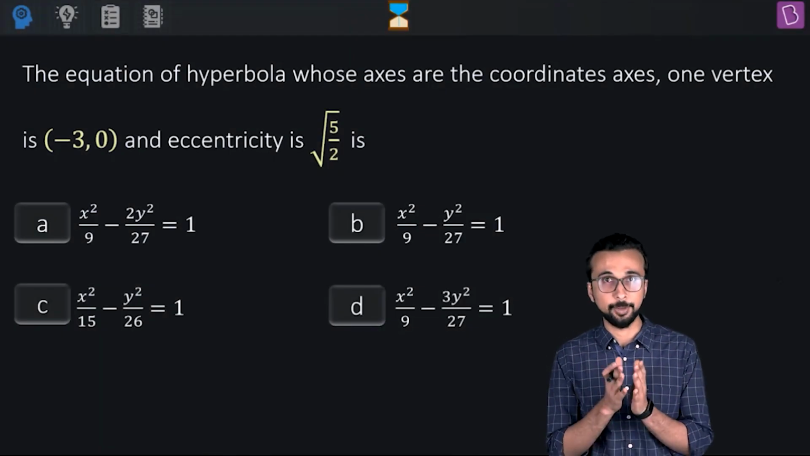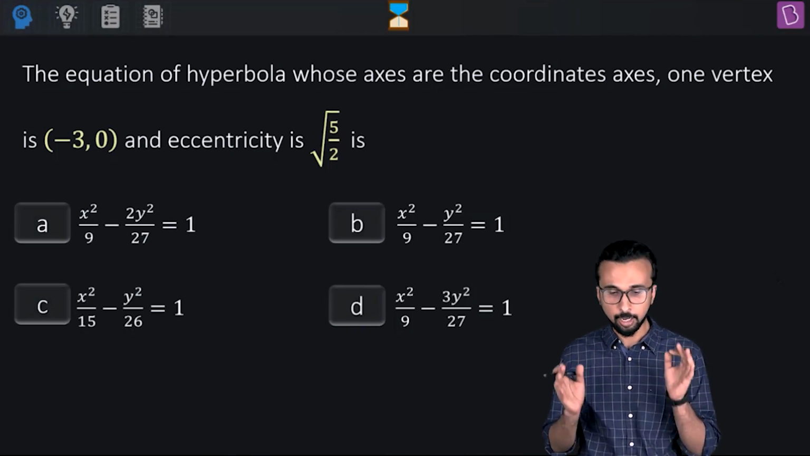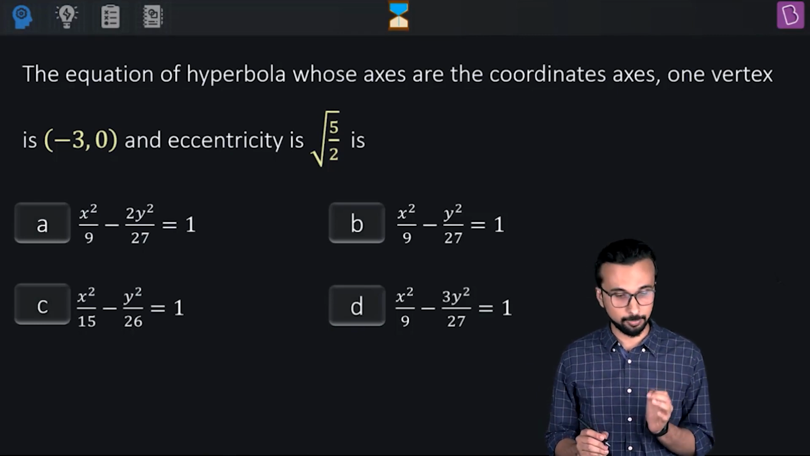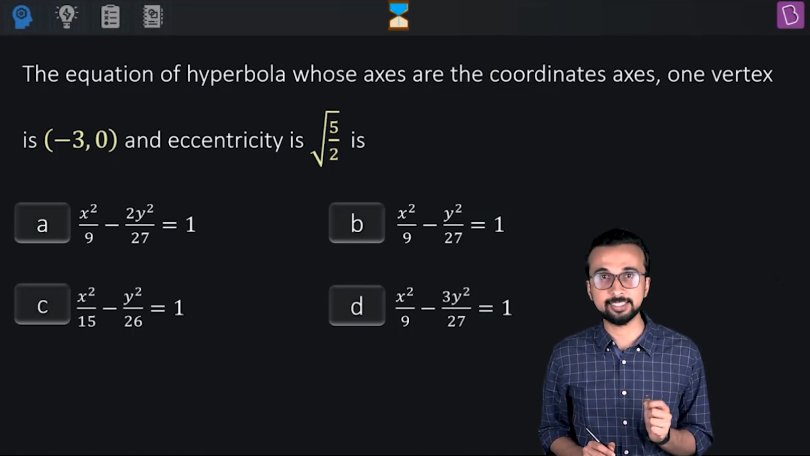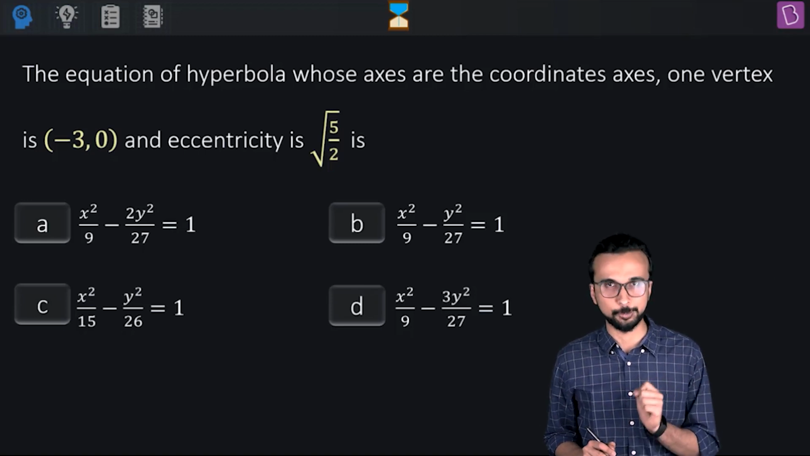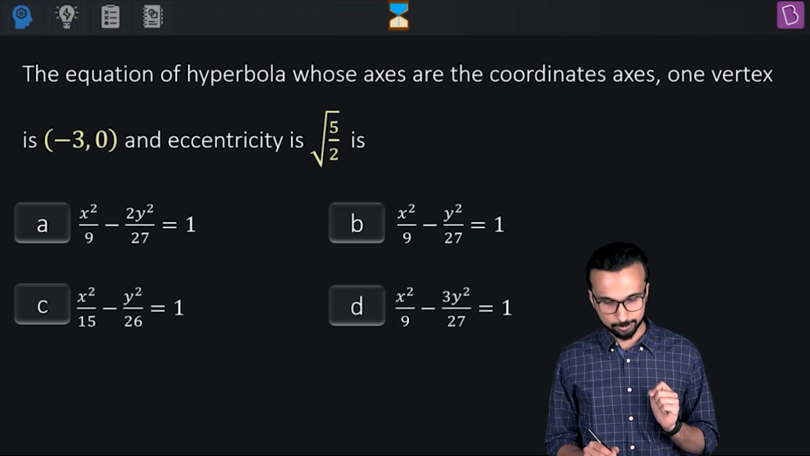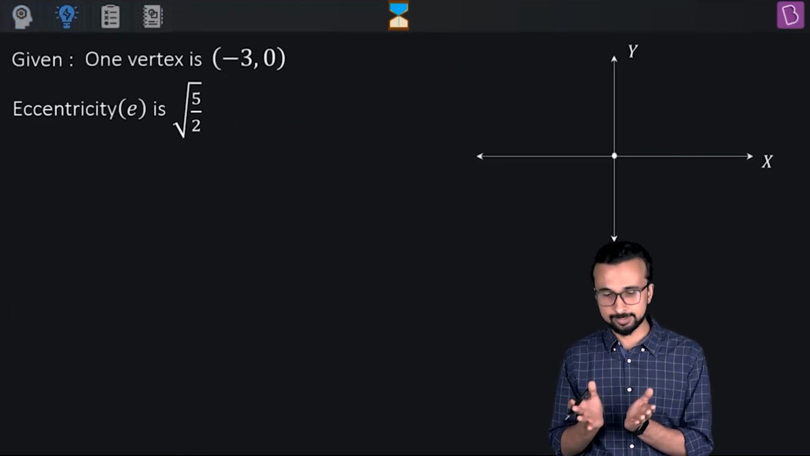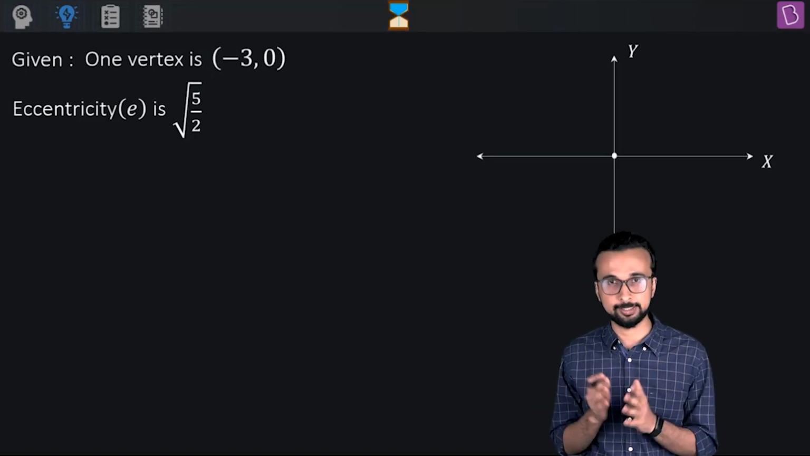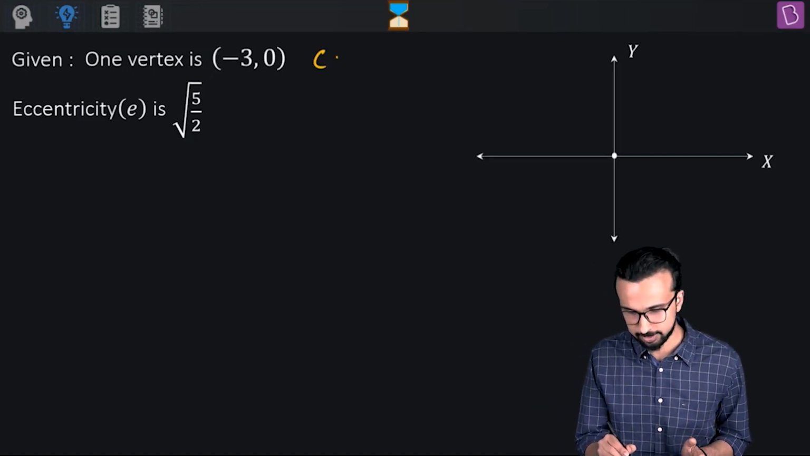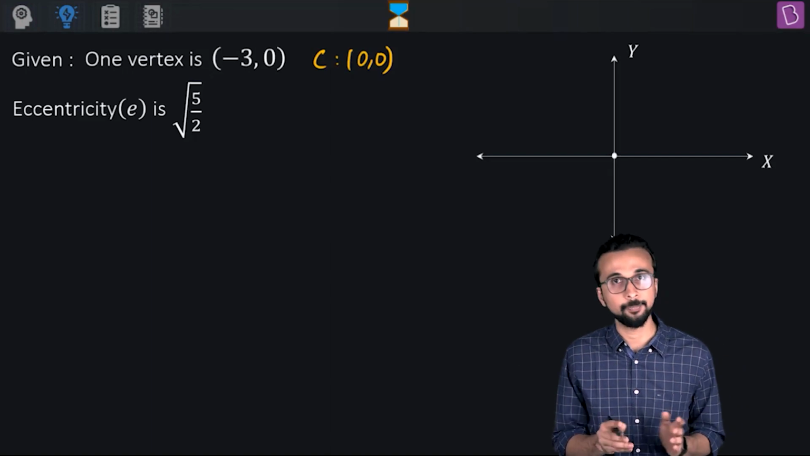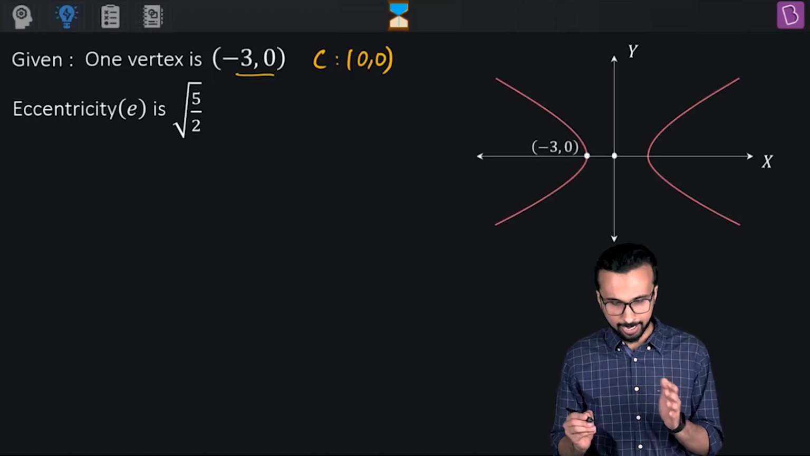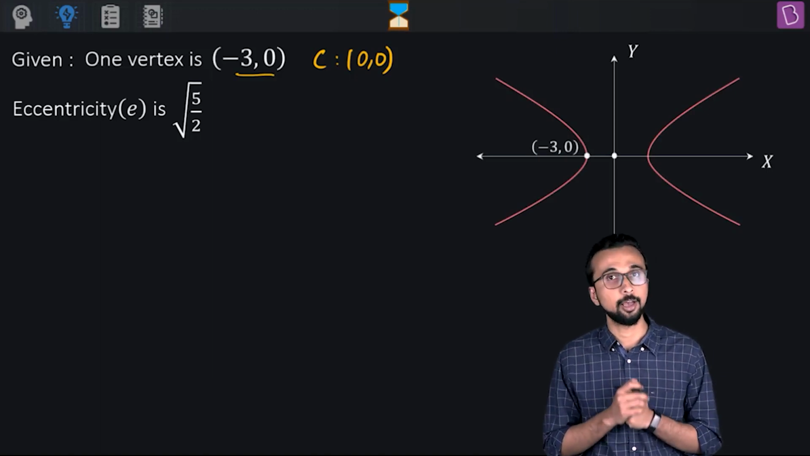In this question, we are asked to find the equation of the hyperbola whose axes are the coordinate axes. One vertex is (-3, 0) and the eccentricity is root 5 by 2. Alright, let's begin. We have a hyperbola with the coordinate axes as its own axes, which means the center is the origin (0, 0). It's also given that a vertex is (-3, 0) and that the eccentricity is root 5 by 2.